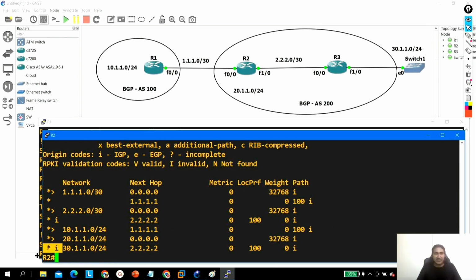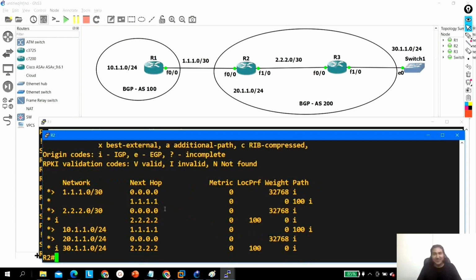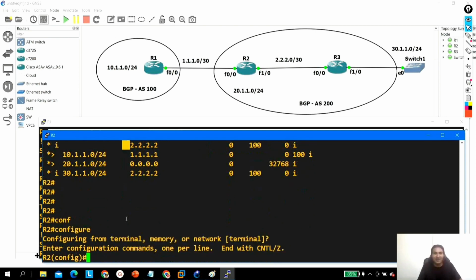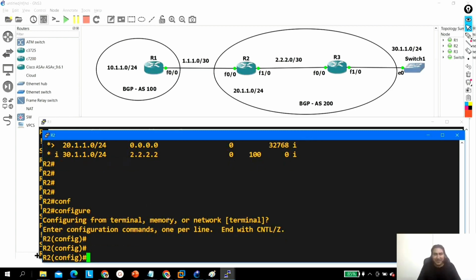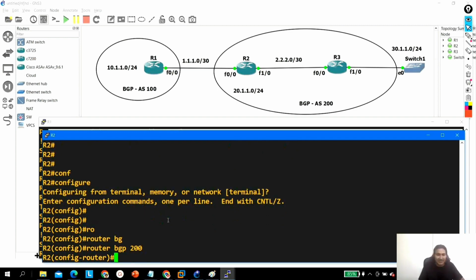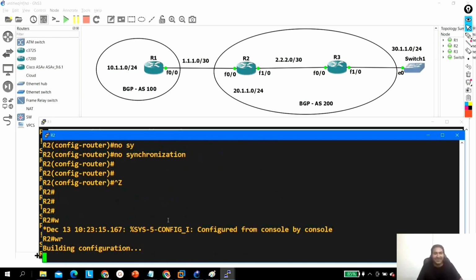now the greater-than sign is missing, there is only a star sign. That means this prefix is only valid now, right? This one is not best. So this time again router 2 will not advertise to router 1. So what we can do? We can disable the rule. Because of that rule only, router 2 is not using and not advertising to its eBGP neighbor. So go to router BGP 200 and say what? No synchronization. Fine, right.